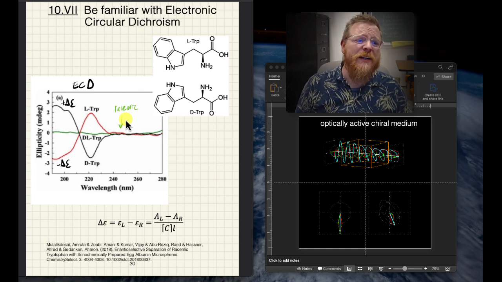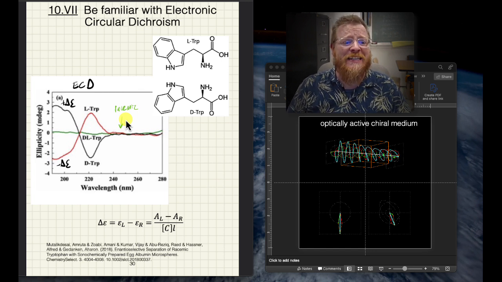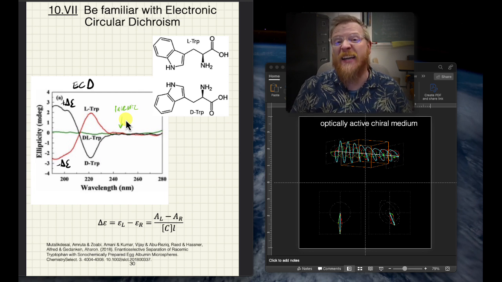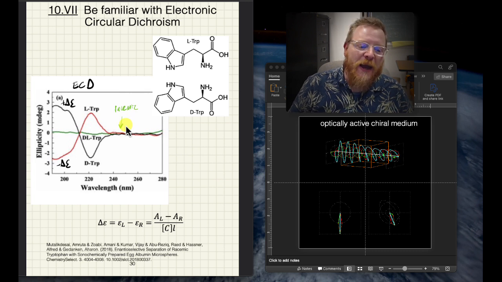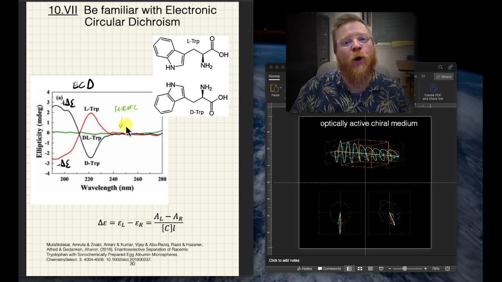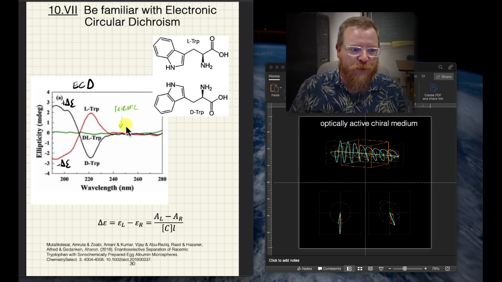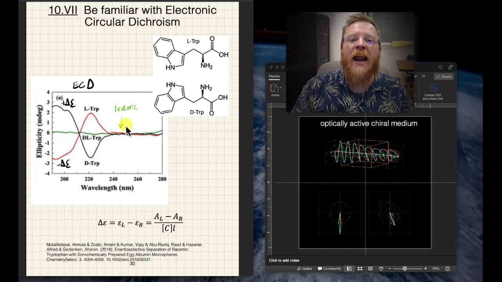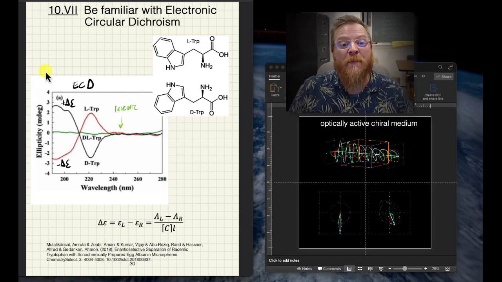Okay, so that's all that I'm going to say about ECD. We could go into all kinds of complications, like actually trying to interpret what features we might expect to absorb left-handed light over right-handed light, and so forth. I don't want to get into that. I just wanted to talk briefly about the technique.